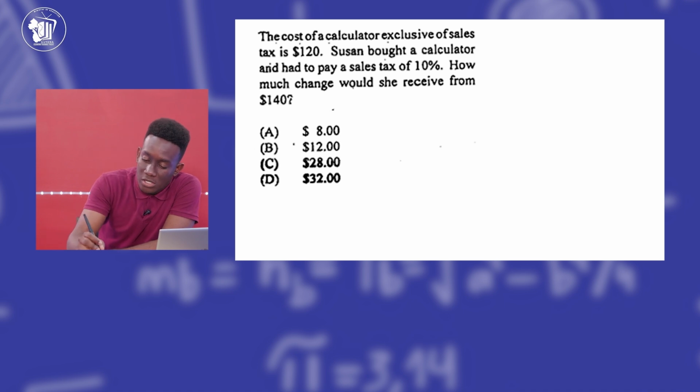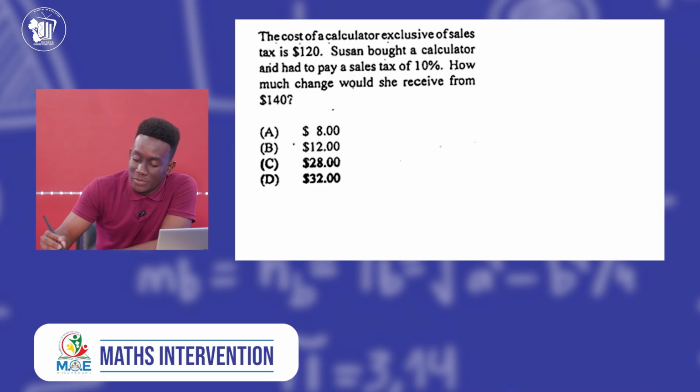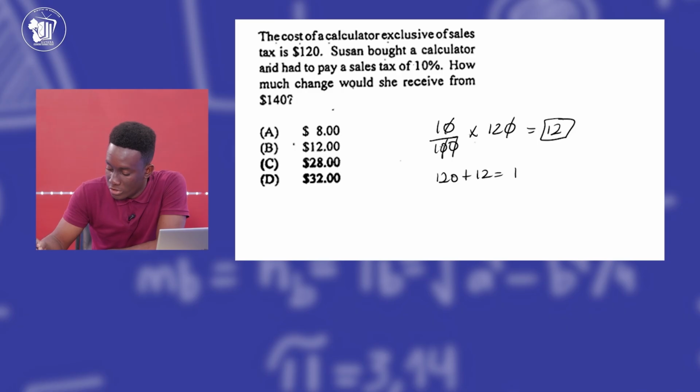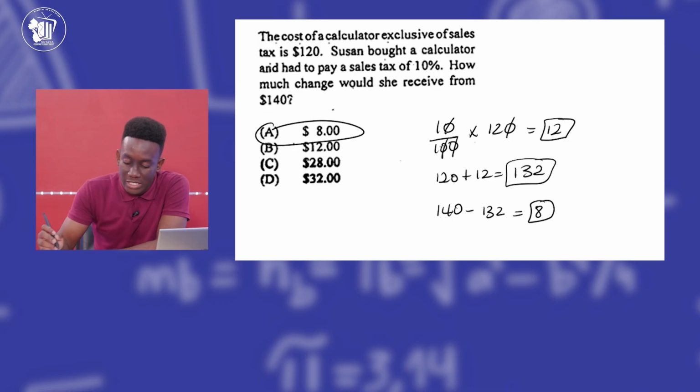So we know this cost here, 120, sales tax is not included. So to find the sales tax that she will pay on the calculator is 10% of that. So it's 10 over 100 multiplied by 120. This 0 go with that 0, this 0 go with that 0. 1 times 12 is 12. So $12 in terms of tax. So 120 plus 12 would give me $132. So we see the change that she will receive would be 140 minus 132, which will give me $8. So she will receive $8 in terms of change, and that would be A.